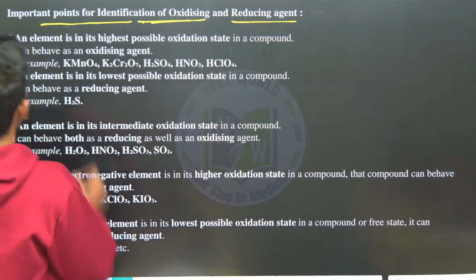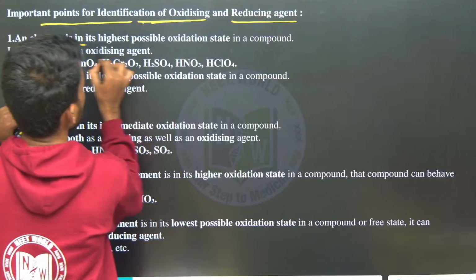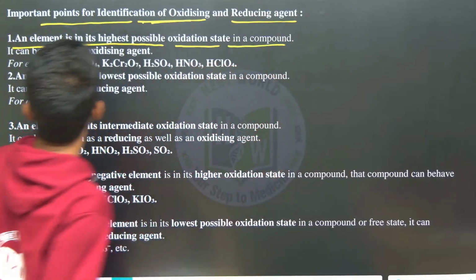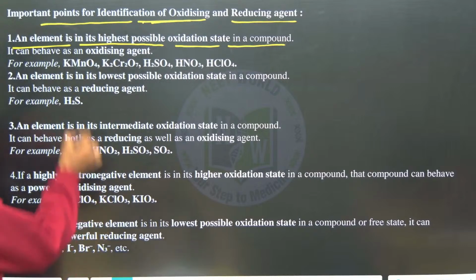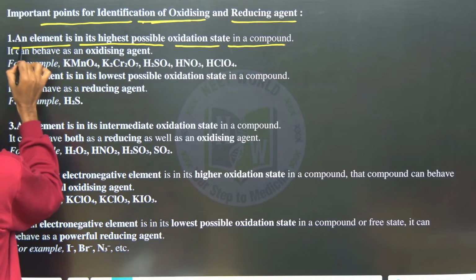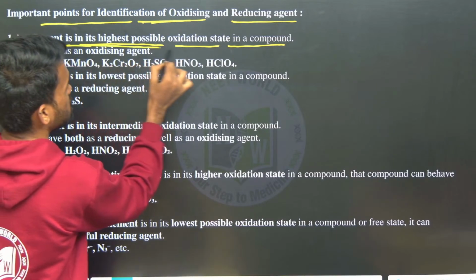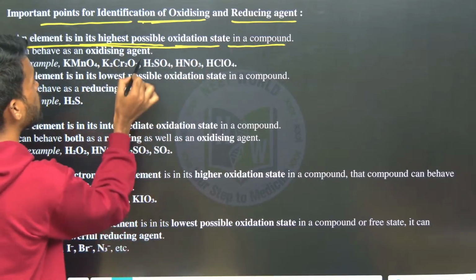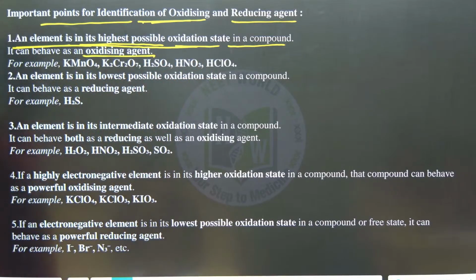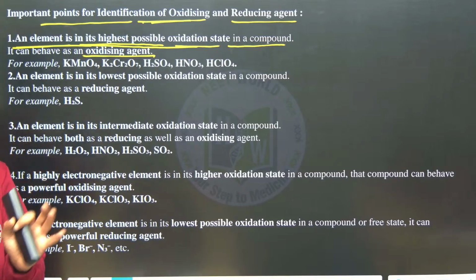Here, an element is in its highest possible oxidation state in a compound. How can we identify? First point: if an element is in its highest oxidation state, then it will only act as an oxidizing agent, only as an oxidizing agent.